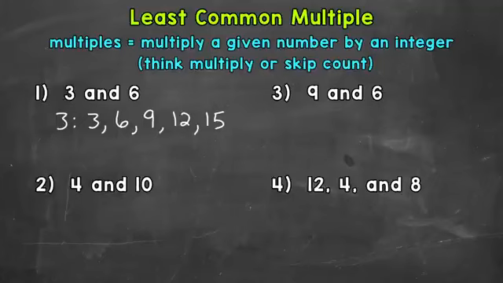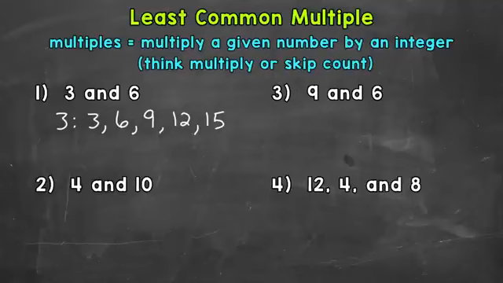And if we do, we're going to look for the least that they have in common. Now, those multiples go on forever. So I suggest writing 4 or 5 multiples for each given number, see if you have any in common, and then go from there. You can always extend your lists of multiples.